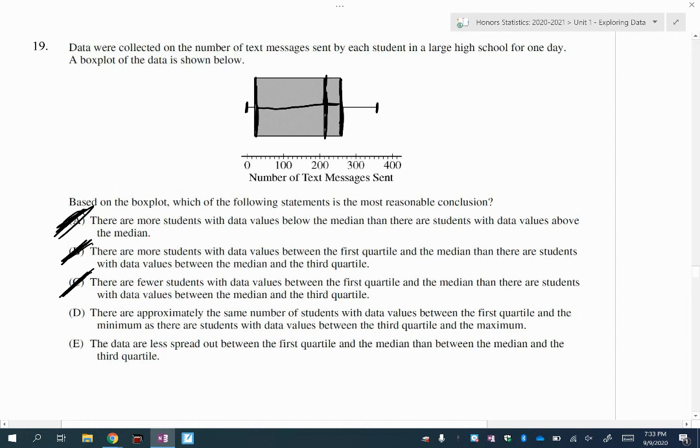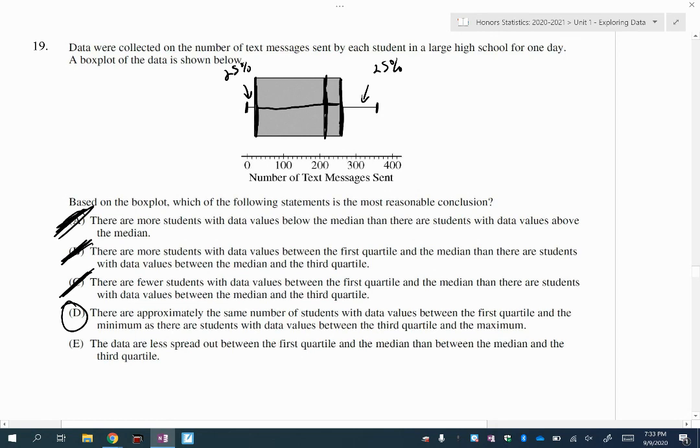Okay, so letter D: there are approximately the same number of students with data values between the first quartile and the minimum. All right, yes, there's 25% of the data values there. And between the third quartile and the minimum, yes, there's 25% there. So that one is what I'm looking for.